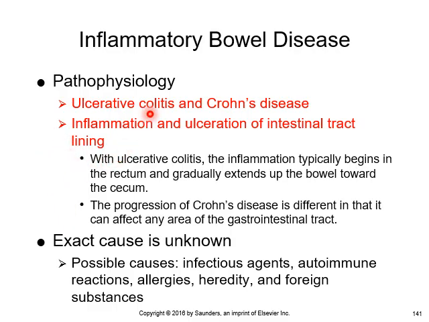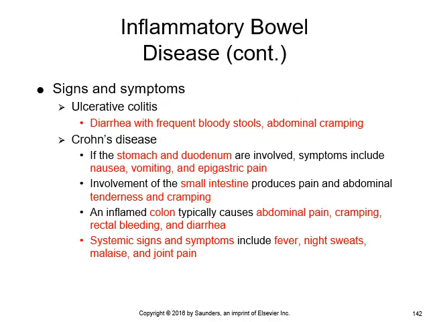With ulcerative colitis, the inflammation typically begins in the rectum and gradually extends up the bowel toward the cecum. The progression of Crohn's disease is different in that it can affect any area of the gastrointestinal tract. Exact cause is unknown, however, possible causes are infectious agents, autoimmune reactions, allergies, heredity, and foreign substances.